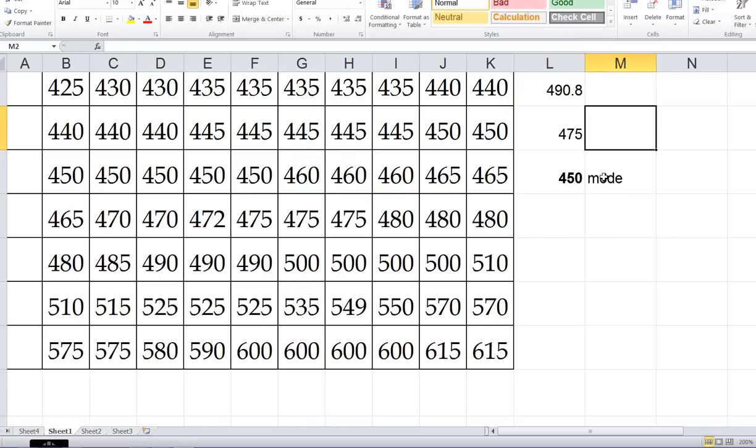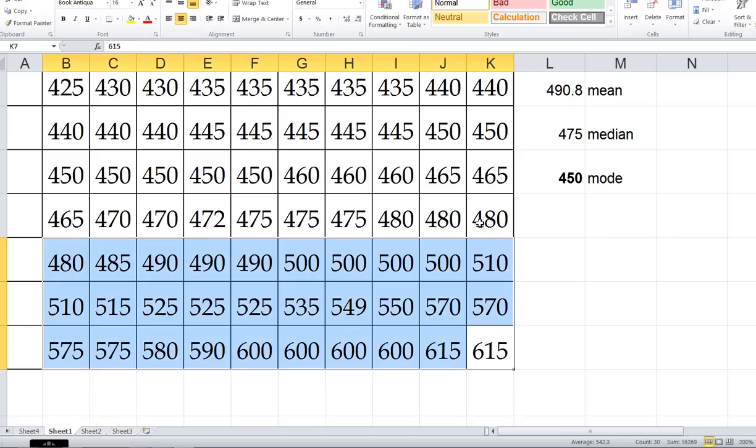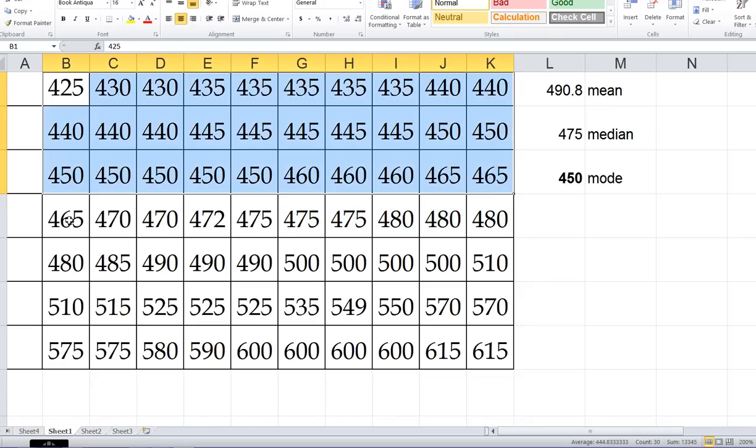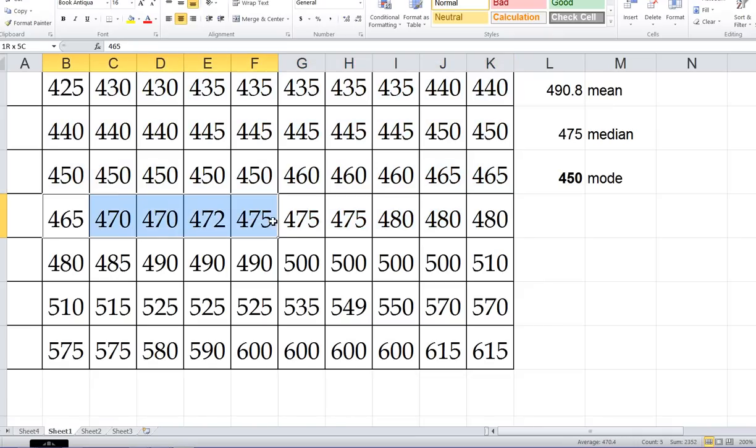So let me label these here. The average is $490.80. The median of 475 tells us that half of these apartments, the ones down here and also over to here, are over $475, and the other half, these up top, are under $475. So that's the median, and the mode is $450.